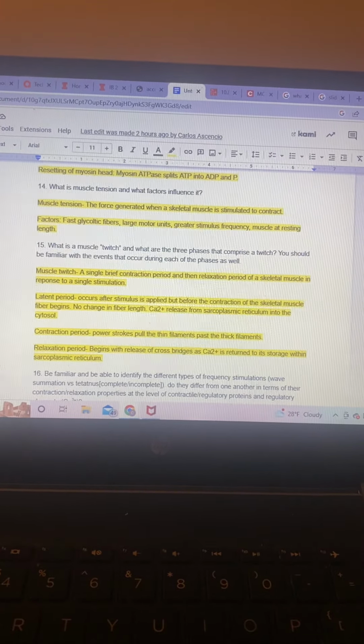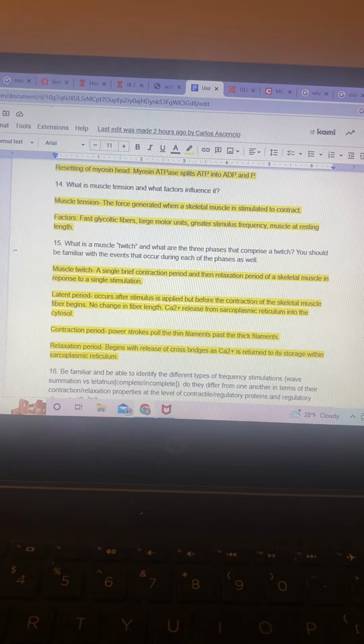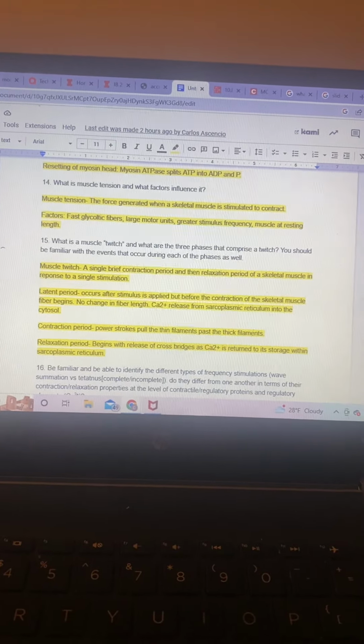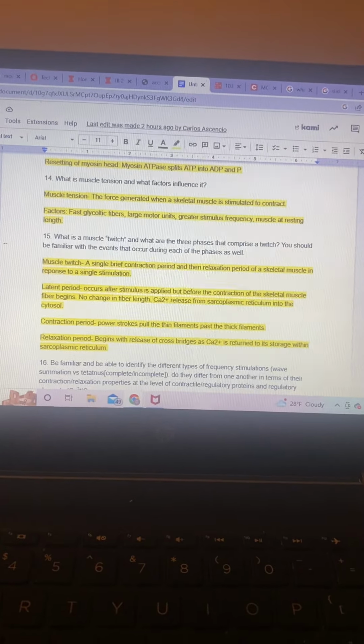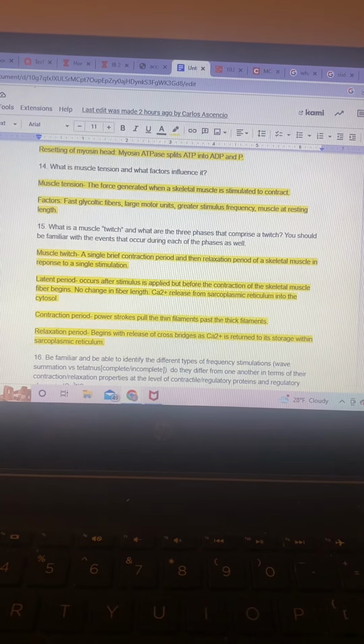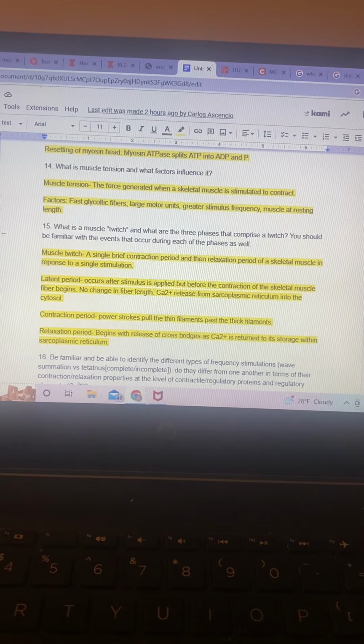What is a muscle twitch? A single brief contraction period and then relaxation period of a skeletal muscle in response to a single stimulation. What is the latent period? There are 3 periods. The first one is the latent period. It occurs after the stimulus is applied but before the contraction of the skeletal muscle fiber begins. No change in fiber length. Ca2+ is released from the sarcoplasmic reticulum into the cytosol.